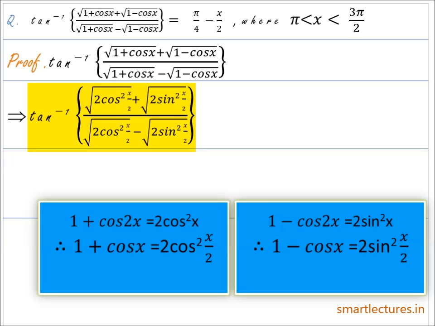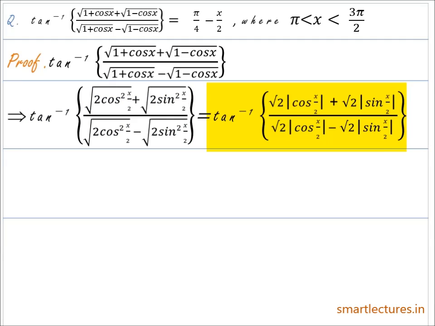to tan inverse of square root of 2 into, and now square root of cos square half x will be either cos half x or minus cos half x. So in place of square root of cos square half x, we can write modulus of cos half x.